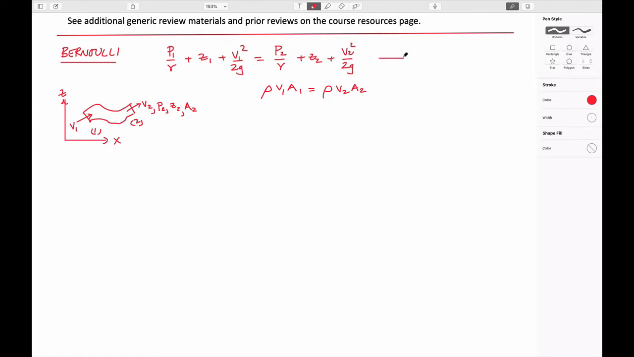We can use Bernoulli to solve for free jets. Free jet, of course, is when you have a jet issuing out of a container, driven in terms of the height to that particular location, and the velocity just from Bernoulli is the square root of 2g times that height, which comes out of the v squared term. So we have that also.